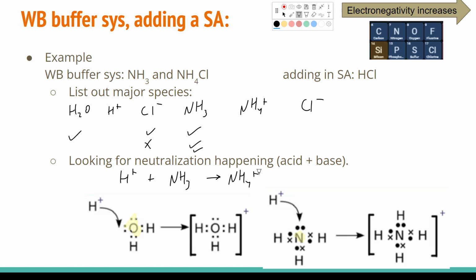In retrospect, it's kind of easy to figure these out without writing the major species because you just look at the buffer systems, like what part of the buffer is affecting it. But it is good to know the different species in the buffer system when you're adding something to it, and then you'll see the effects of that. Cool. All right.